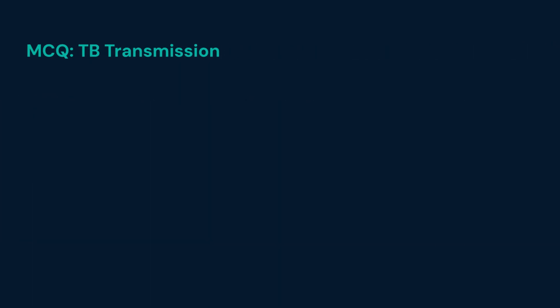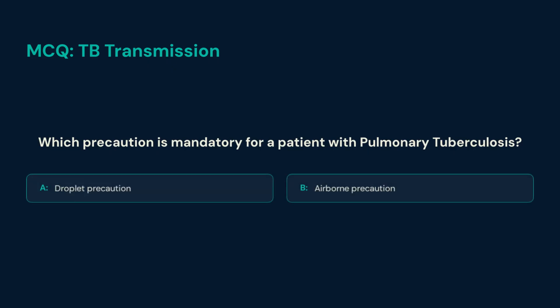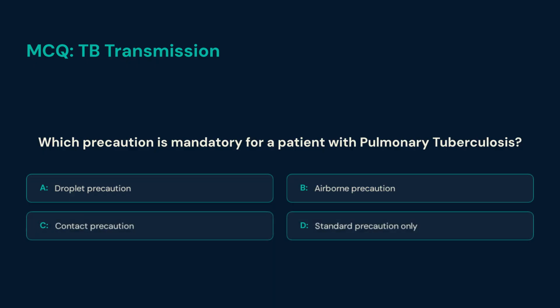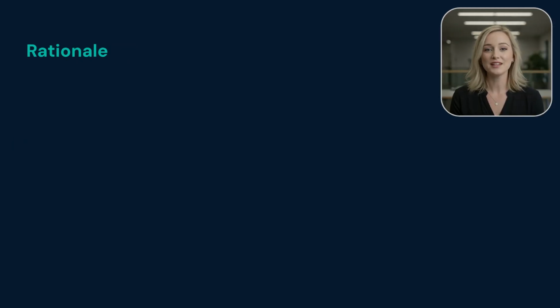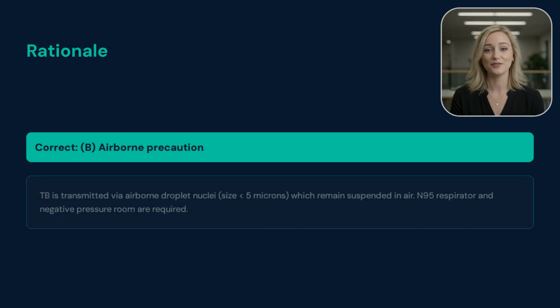Let's start with a multiple-choice question on TB transmission. Which precaution is mandatory for a patient with pulmonary tuberculosis? A. Droplet precaution, B. Airborne precaution, C. Contact precaution, or D. Standard precaution only? The correct answer is B. Airborne precaution. Tuberculosis is transmitted through airborne droplet nuclei smaller than 5 microns, which remain suspended in the air. Therefore, an N95 respirator and a negative pressure room are required.